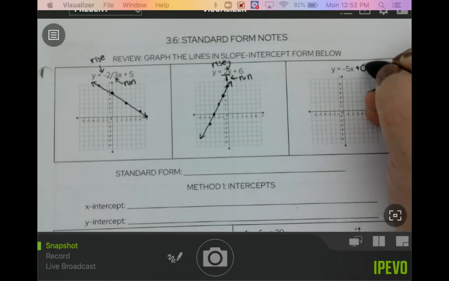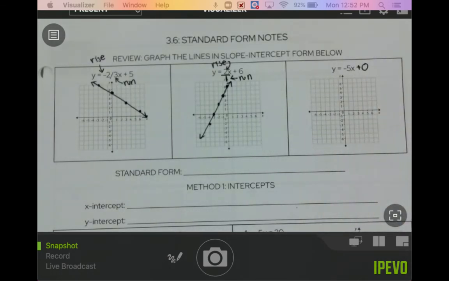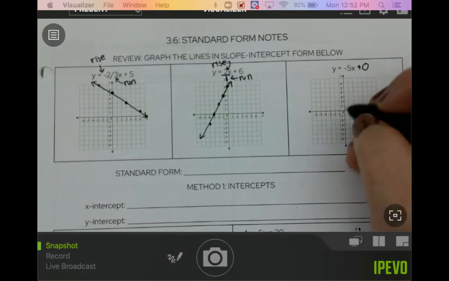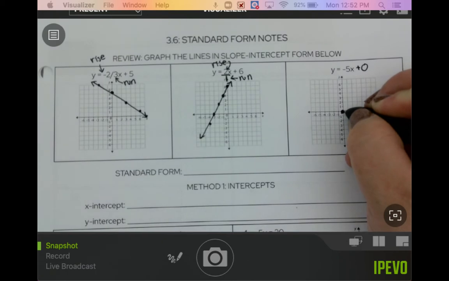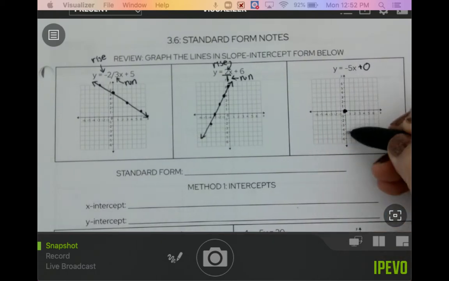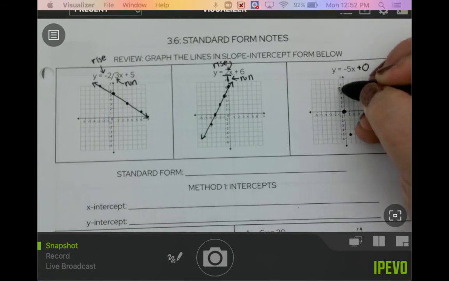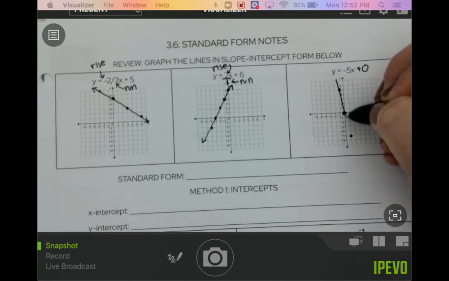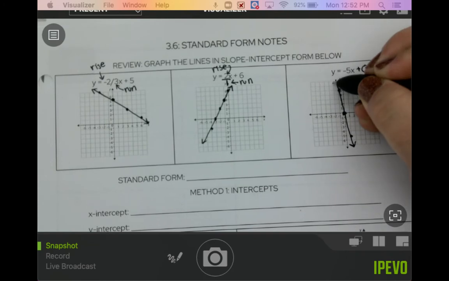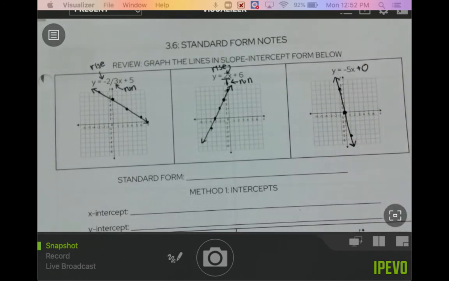Because the number in front of x is always the slope, so since it doesn't have an extra number at the end, it's a 0, and it starts right here in the middle. And then we can go down 5, right 1, and up 5, left 1. So you can either go down 5 and right 1, or up 5, left 1.